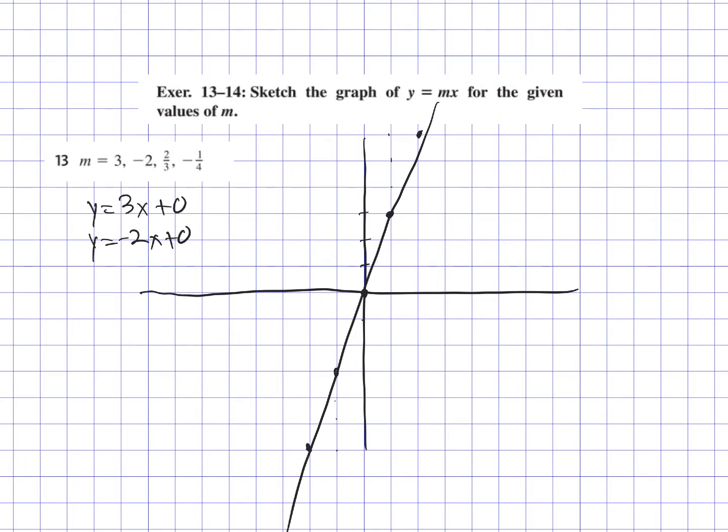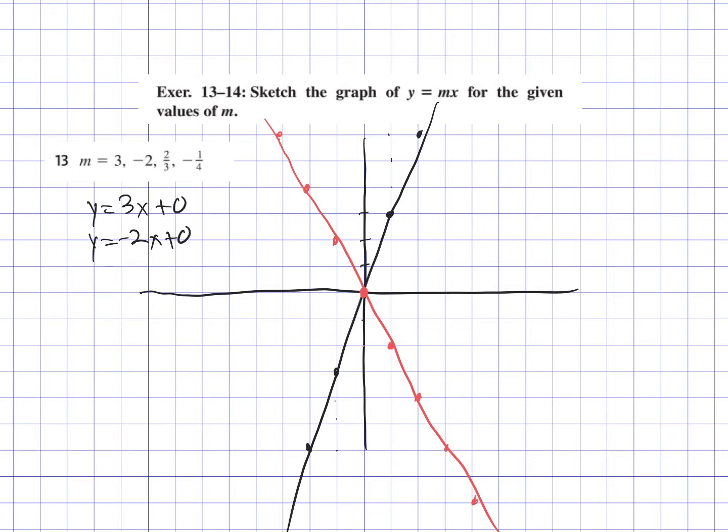Next one, let's do in red. Negative 2, so we're starting at 0. Go down 2 and right 1, down 2 and right 1, and you just kind of continue that. Or go backwards, up 2 and left 1, up 2 and left 1, and you connect those. Okay?